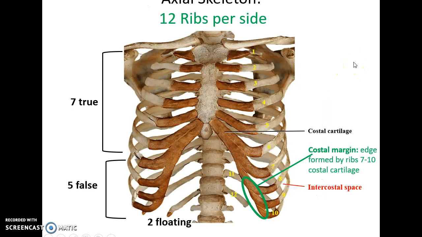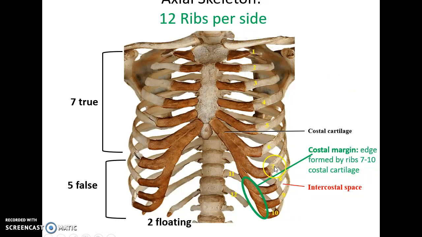There are 12 pairs of ribs, 12 on the right side, 12 on the left side. They are called rib 1, 2, 3, 4, 5, 6, 7, 8, 9, 10, 11, 12, right or left. Many of them are attached to the sternum via costal cartilage, which is hyaline cartilage. The very edge of the hyaline cartilage is referred to as the costal margin. Spaces between the ribs are intercostal spaces.